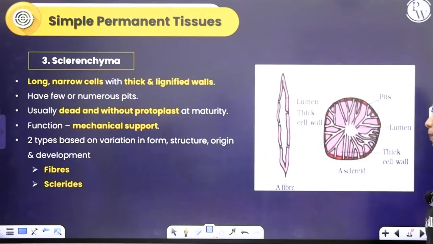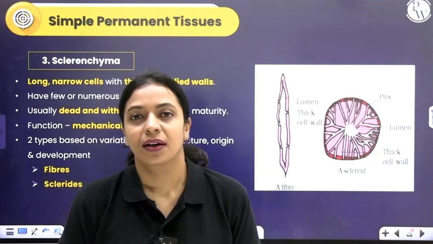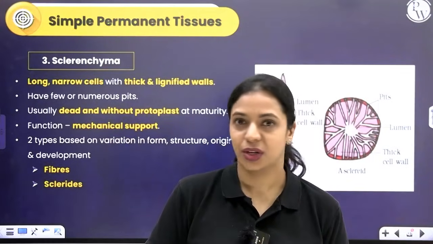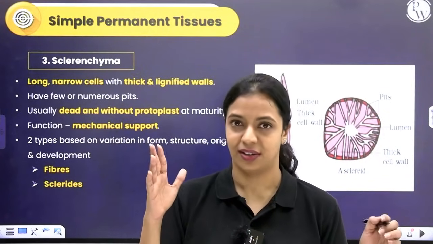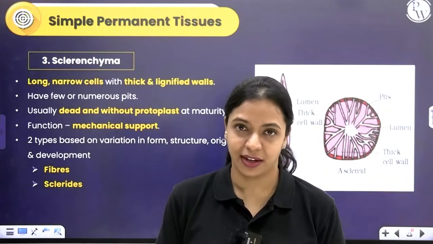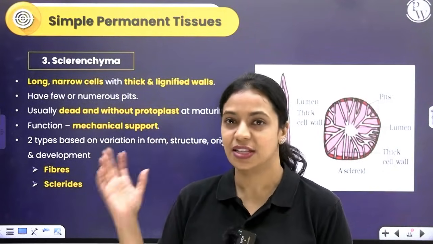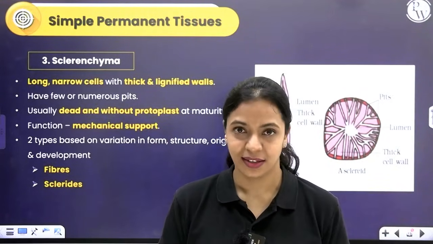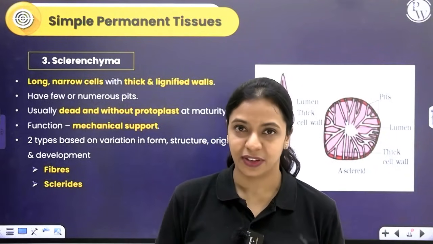Last type of simple permanent tissue is sclerenchyma. Now this sclerenchyma is a dead type of tissue. If it is dead, what is its function? Why is it even there? You know, plants have to stand tall, right? And then it needs mechanical support. They don't have bones like us. Instead, they will have these sclerenchyma tissues which are dead. Dead meaning there is no cytoplasm inside, there is no metabolic activity that happens.